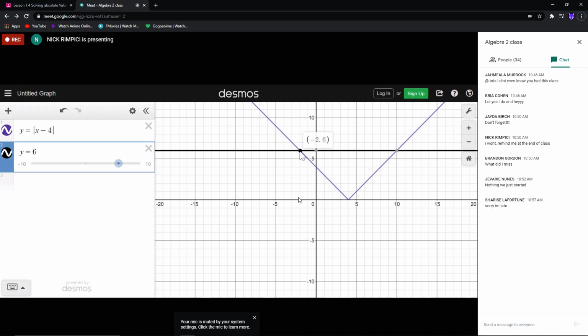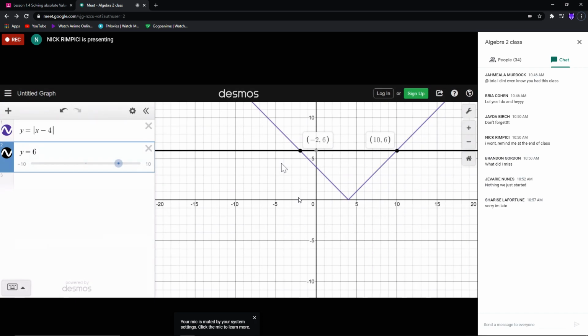So I can click here, and I can see that I don't care about the y value. That's irrelevant. I care about only finding x. So negative 2 is an x value, a solution, and 10 is the other solution. I solved it in 2 seconds, right? I just graphed it, boom. Negative 2 is one, positive 10 is the other. I'm done.